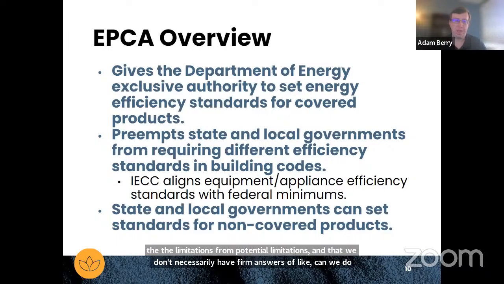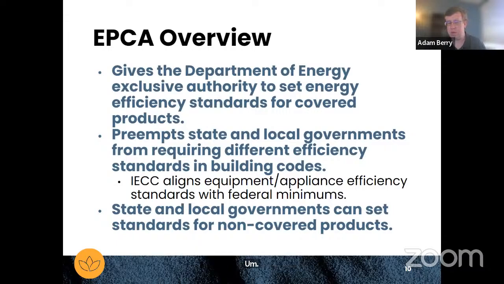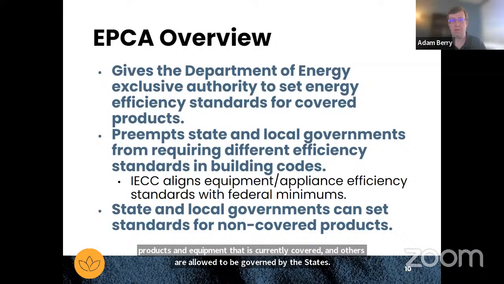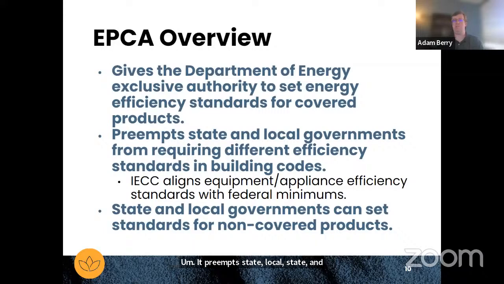And so just an EPCA brief overview: it gives the Department of Energy authority to set efficiency targets, efficiency standards for covered equipment and appliances. That does not necessarily mean that all equipment and appliances are covered by the standard. I think there's like 60-something products and equipment that is currently covered, and others are allowed to be governed by the states. It preempts state and local governments from requiring different efficiency standards in building codes.